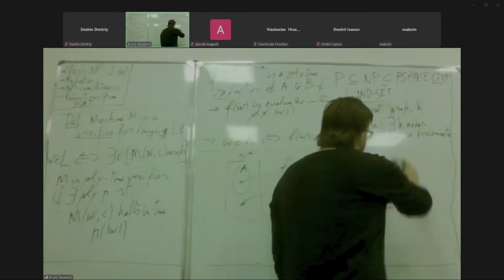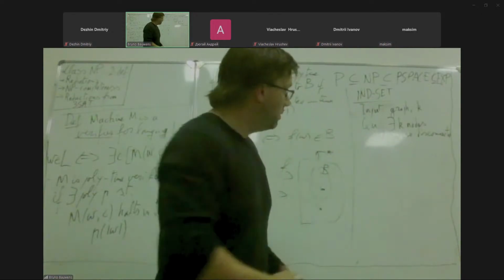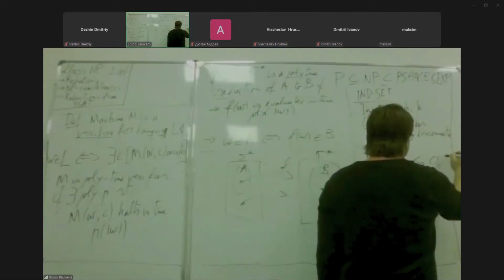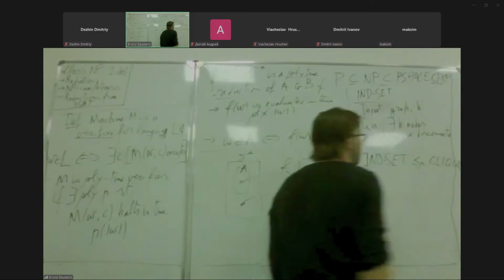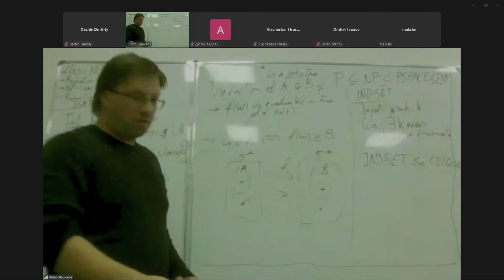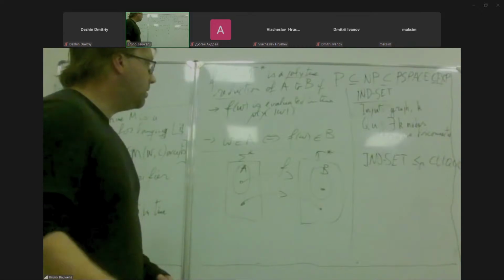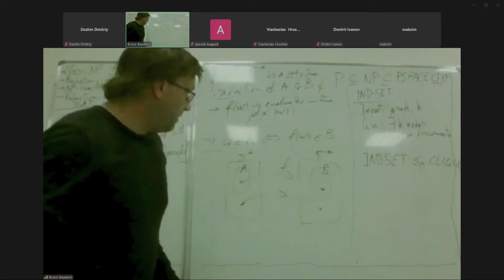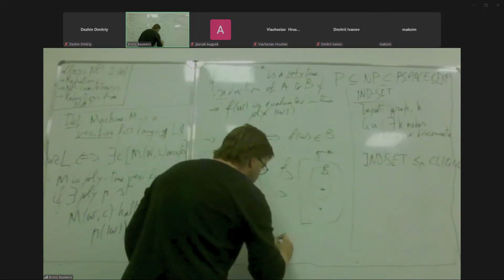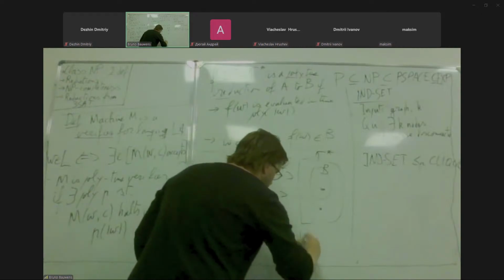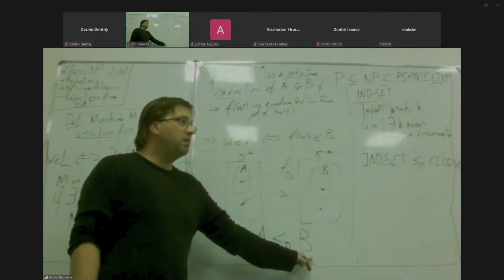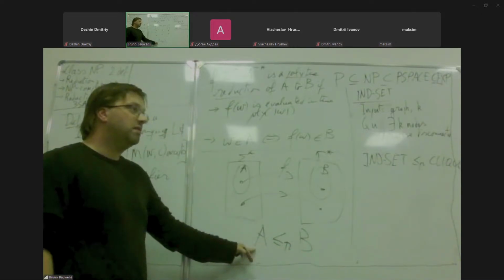Okay, and so, example. Being polynomial time reducible: if A polynomial time reduces to B, there is a function that transforms A into B in polynomial time. If such a function exists, we write A is less than B, meaning A is kind of easier.